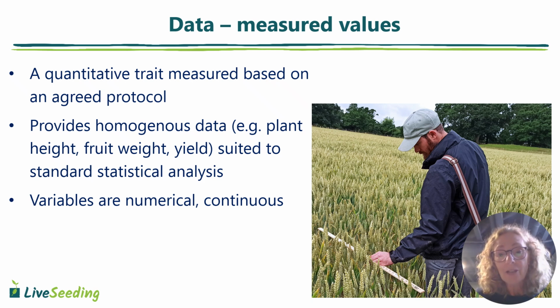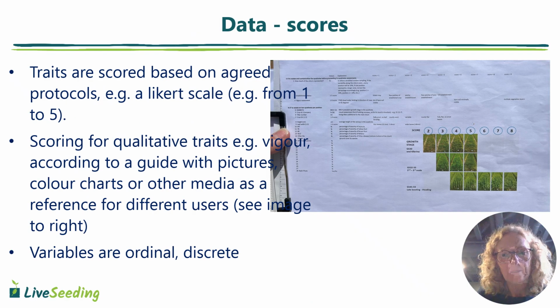And then the measured values we've talked about already. Here's a picture of one of my colleagues out in the field measuring with a meter stick, counting ears probably, provides homogeneous data, something like plant height, fruit weight, etc. Very common, suited to your standard typical statistical analyses, numerical continuous data.